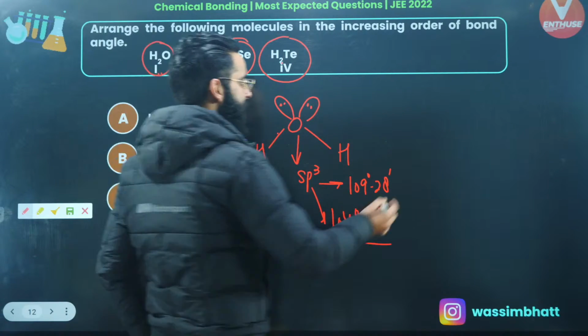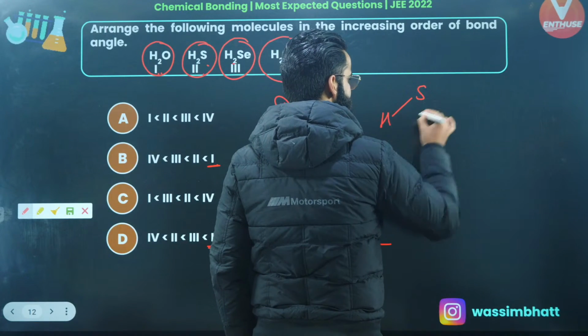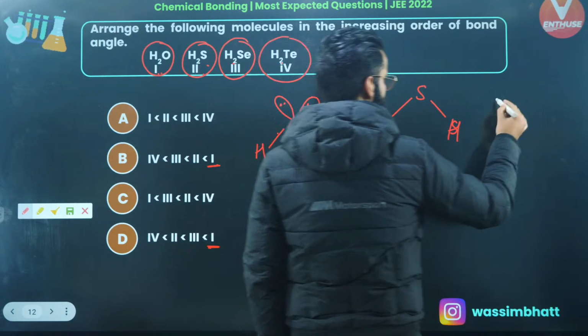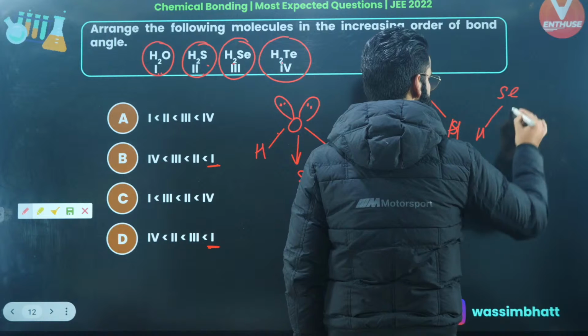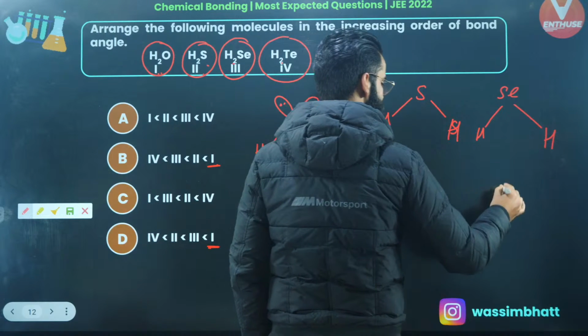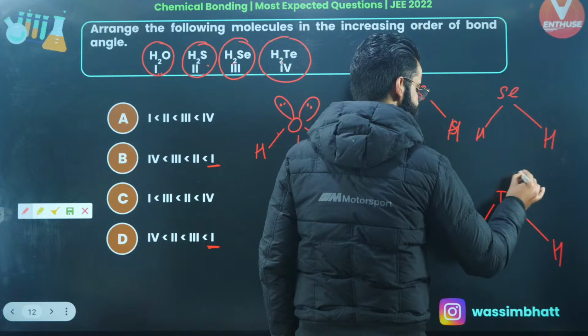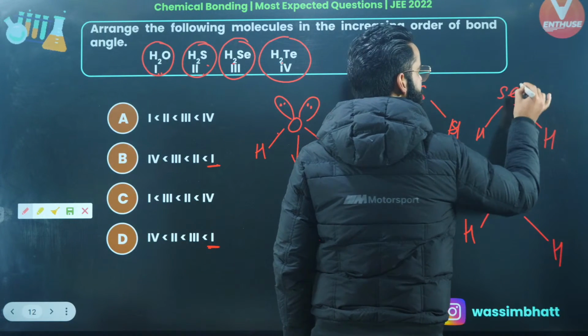Have a look exactly. If you talk about H2S, this is H2S basically, right? Wherein there are 2 lone pairs on the sulfur. If you talk about H2Se, and if you talk about H2Te, there are again 2 lone pairs basically.